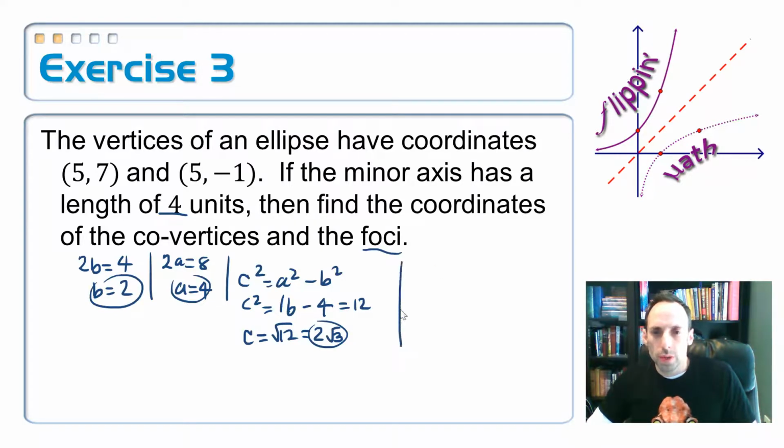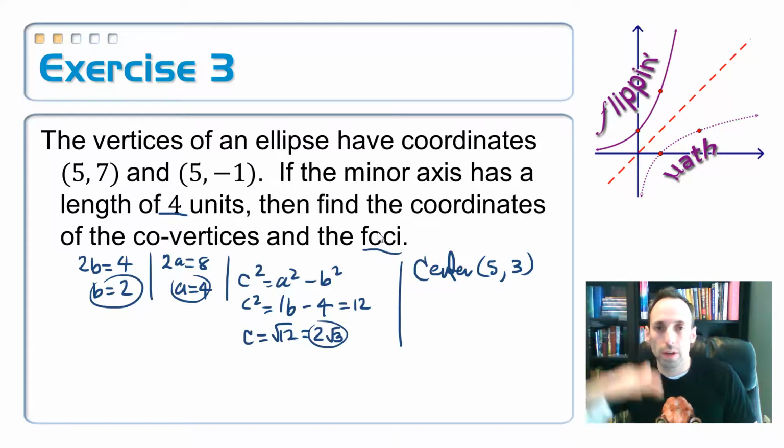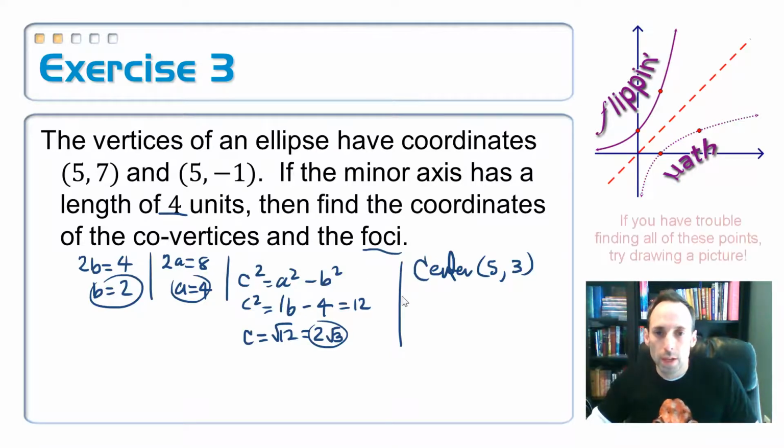What was the center point again? The center is the average of those 2 points, and that was at 5, 7, and 6 divided by 2 is 3. Okay, and I needed that point because if I'm going to find the co-vertices and the foci, I'm going to have to go up and down from that point. So let's first find the foci.